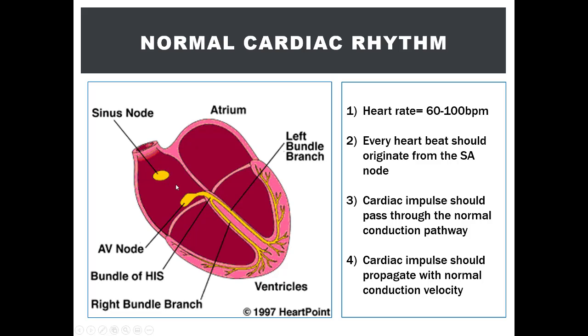Now, the third criteria states that the cardiac impulse, which is the signal in the form of action potentials, should travel through the normal conduction pathway. So what is this normal pathway? We already know that it all starts at the SA node. Now, as you can see in this animation, from the SA node, the action potentials or electrical signal or impulse travel next through the atrium from the top to the bottom of the atrium. Please take note of that, from the top to the bottom.